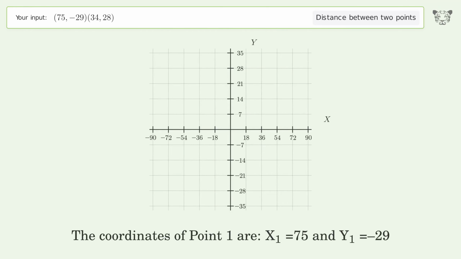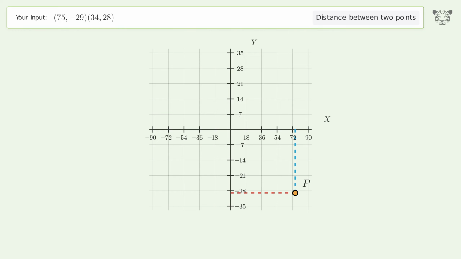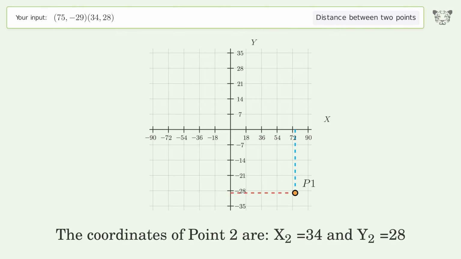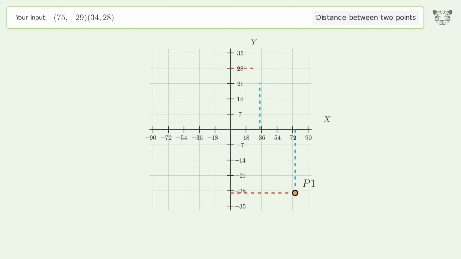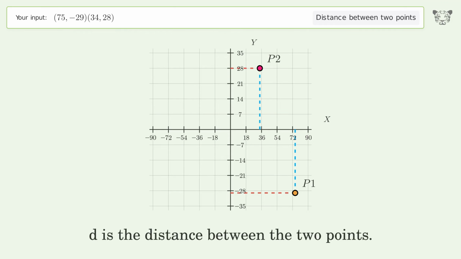The coordinates of point 1 are x1 equals 75 and y1 equals -29. The coordinates of point 2 are x2 equals 34 and y2 equals 28. D is the distance between the 2 points.